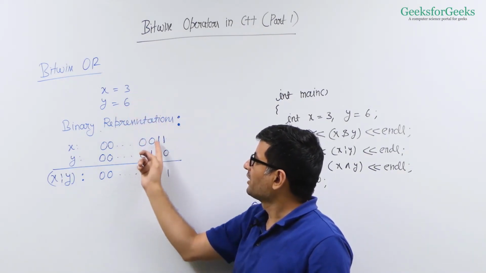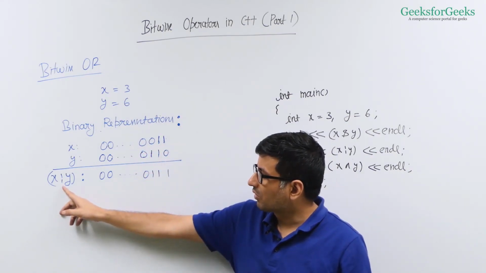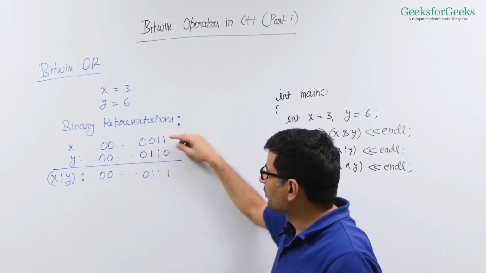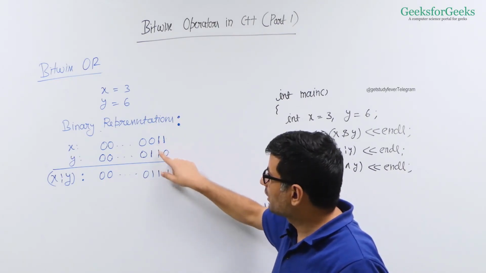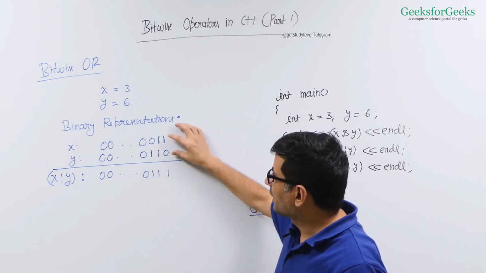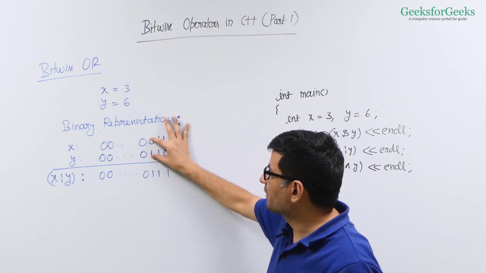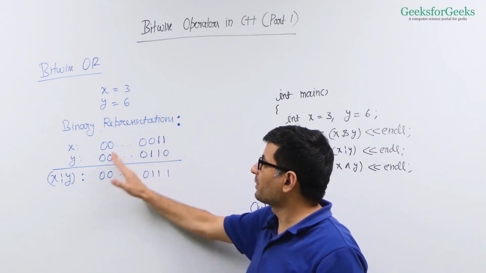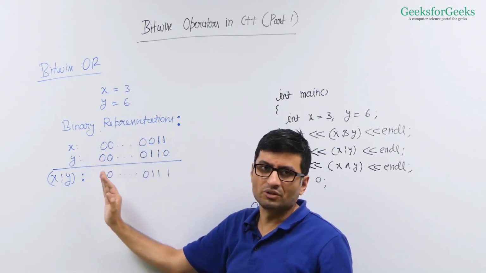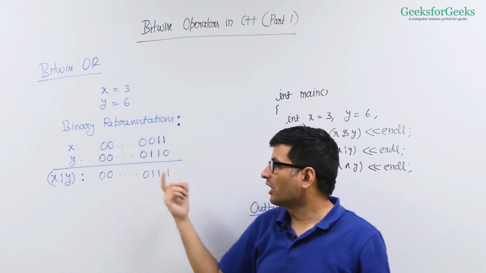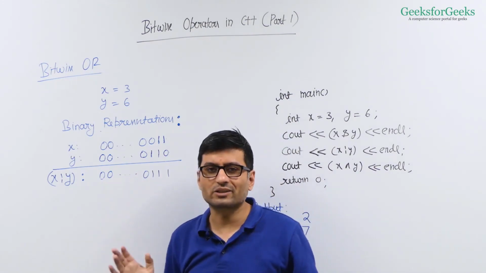So 3 and 6, their binary representations are these, and when you do bitwise OR of x and y, let's see what we get. 1, 0 bitwise OR is going to be 1, 1, 1 bitwise OR is going to be 1. Why is it 1? Because one of the bits is set. Here both are set, so 1. Here again one bit is set, so 1. The remaining bits are all going to be 0 because all the leading bits are 0. So our output is going to be a number which has the last 3 bits as 1 and the remaining leading bits as 0, right?